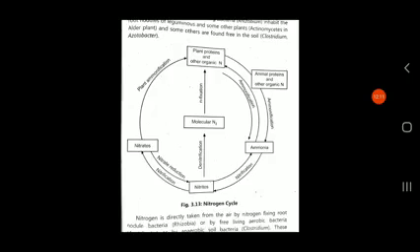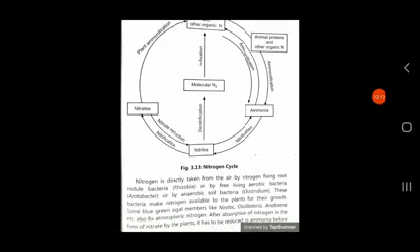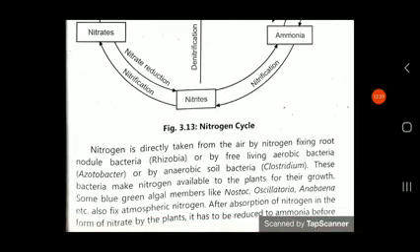You can see in detail. Nitrogen is directly taken from the air by nitrogen fixing root nodule bacteria, rhizobium, or by free living aerobic bacteria, that is azotobacter, or by anaerobic soil bacteria, clostridium. These are the three types of bacteria. Now we can see here how they fix the nitrogen.